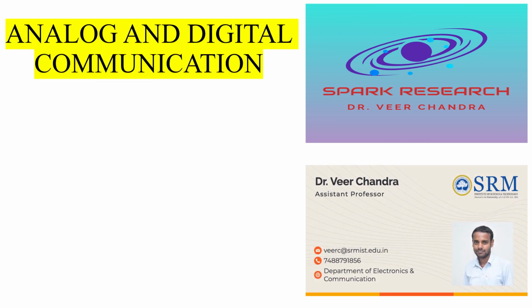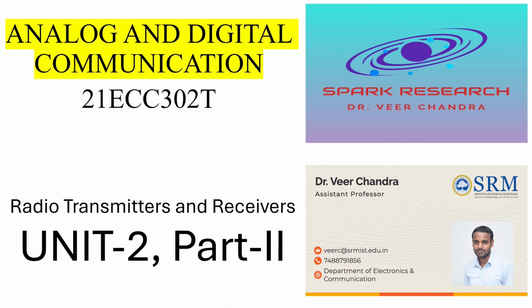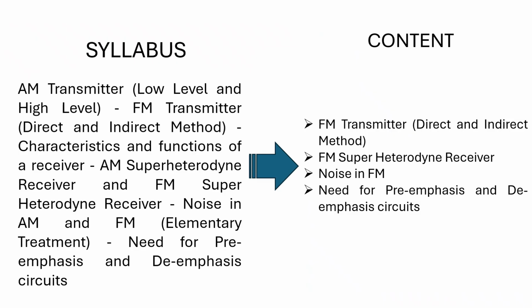So this is another session for this course, Analog and Digital Communication. And this is the last part of this unit two, that is the radio transmitters and receivers. In this session, we are going to take the contents from this unit two only, and we will talk about the FM transmitter, that is the direct and indirect method, the FM superheterodyne receiver, noise in FM, and the need for pre-emphasis and de-emphasis circuits.